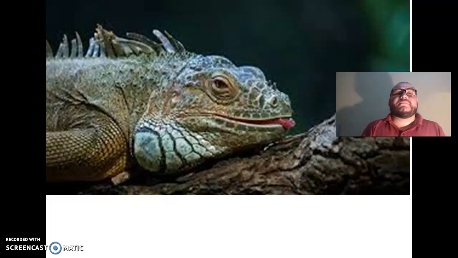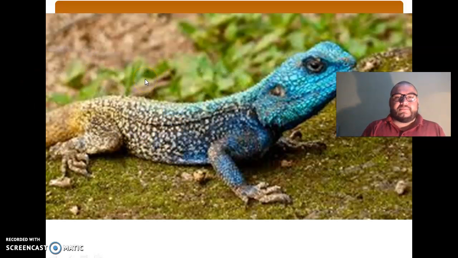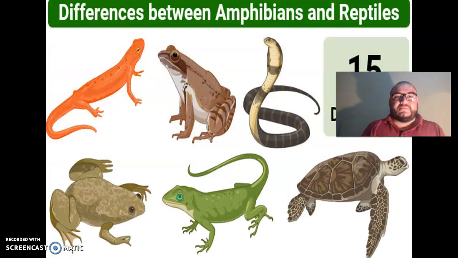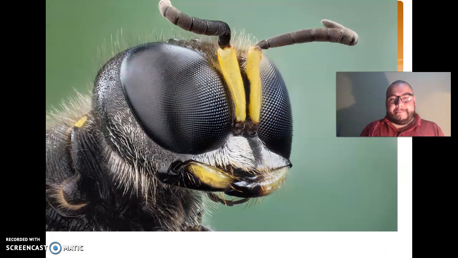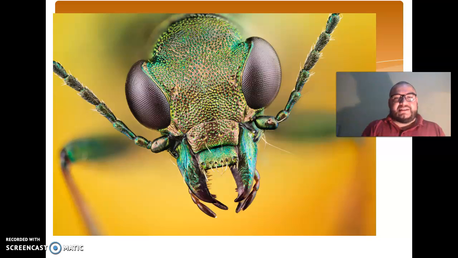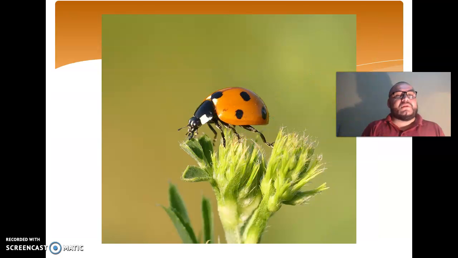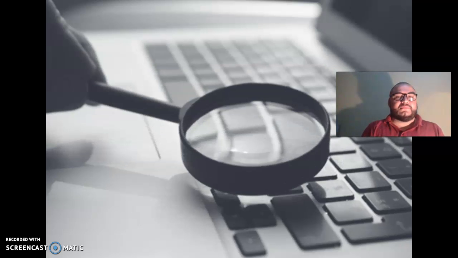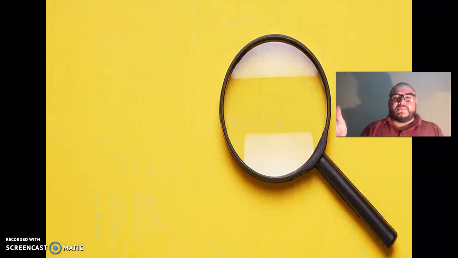Example, reptile. A reptile is covered by scales. Amphibians live in two places, water and land. Insects have antennas, six legs, and some insects can fly. Very good.